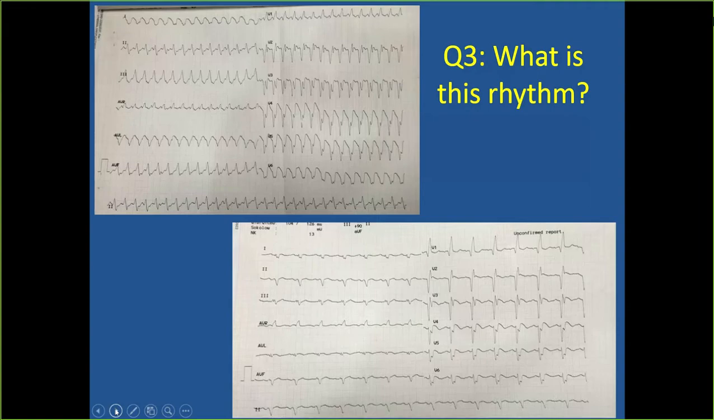Next. What is this rhythm? Based on whatever we have learned today, this ECG shows a QR complex in V1 and a Q wave in V1 to V4. And then there is a broad complex tachycardia. Now, what is it showing?